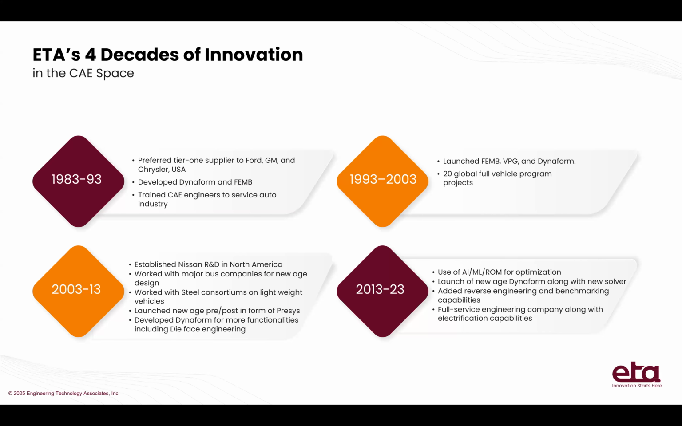From 93 to 03, ETA formally launched software like Dynaform, VPG, and FEMB, and completed 20 global full vehicle projects. From 03 to 2013, ETA kept serving the auto industry with many projects done and kept improving our software. From 13 to 23, ETA started using AI and machine learning for optimization. We also launched our software on the new platform and added reverse engineering and benchmarking capabilities to make us a full service engineering company.